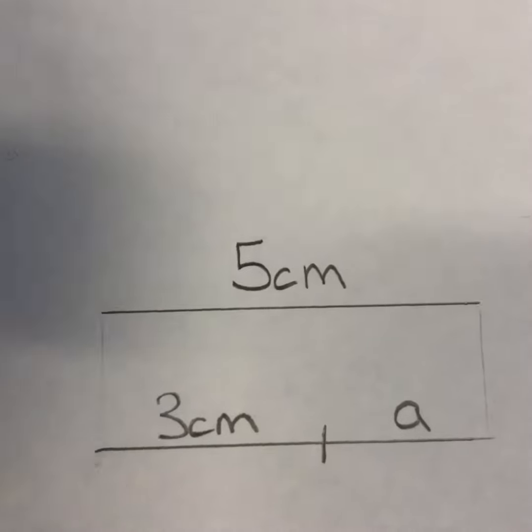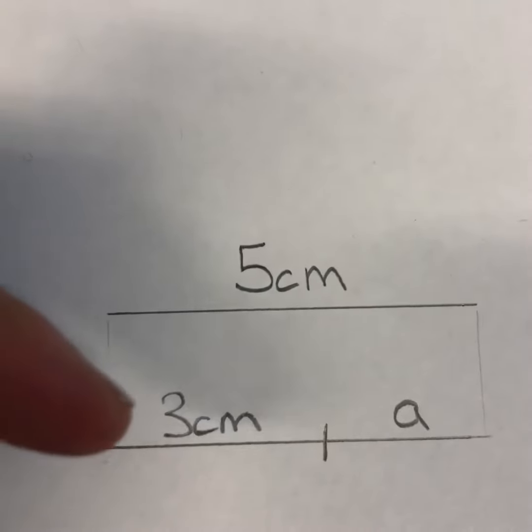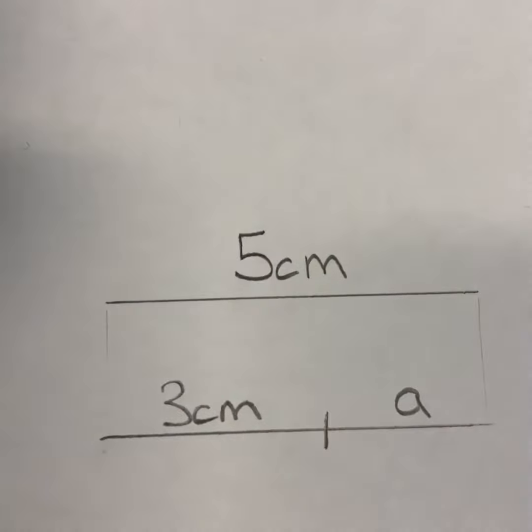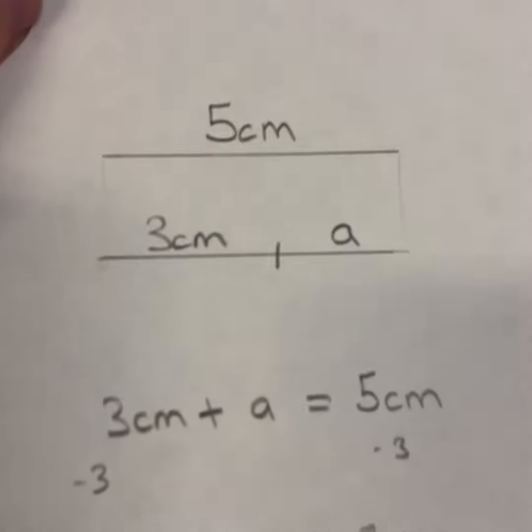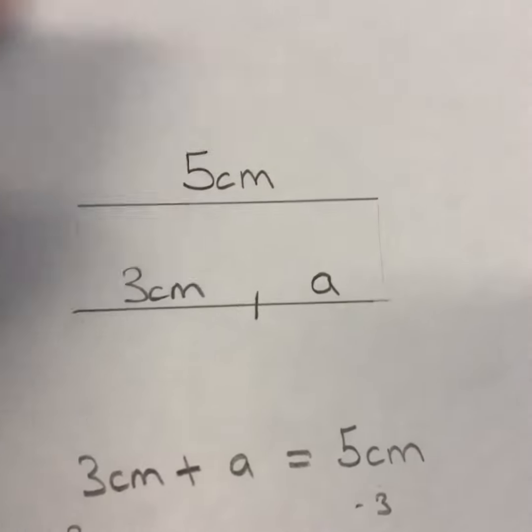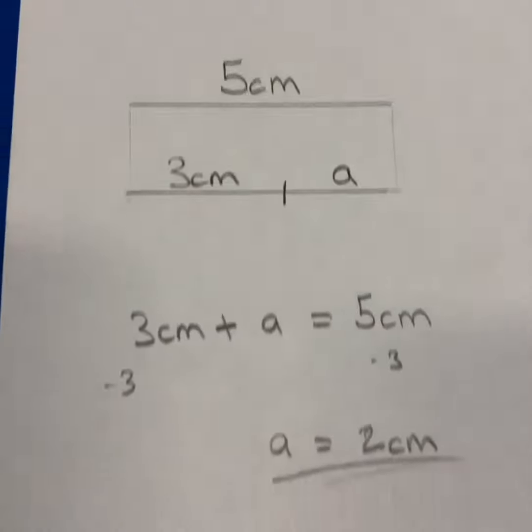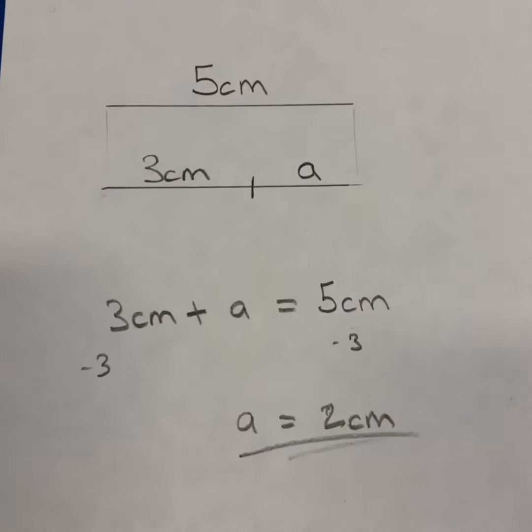So what I like to do is show them two lines, say this is 5 centimetres, this is 3 centimetres, and we're not sure what this one is. Can you put it in an equation for me? So we get 3 centimetres plus A equals 5 centimetres, balance it up, and we get A equals 2 centimetres.